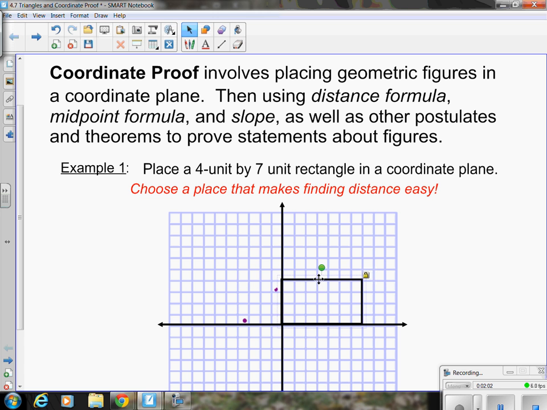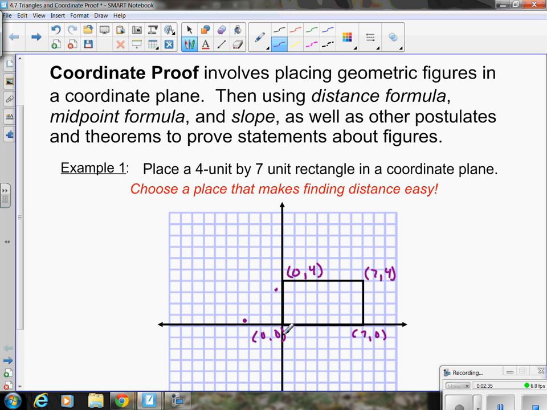I should have really chosen a different color for this rectangle so you could see it better, but if I pick the origin as one of the points, I could then label these points in general. Right now it's a 4x7 rectangle, so this is the point: X is 7, Y is 0. This is the point: X is 7, Y is 4. This is the point: X is 0, Y is 4. And this is the point 0, 0.